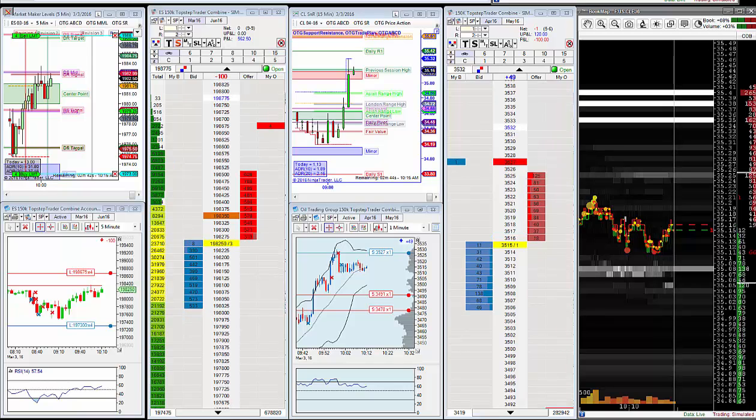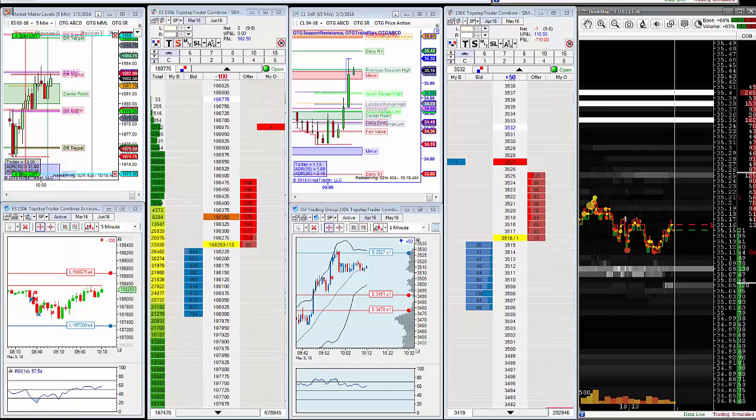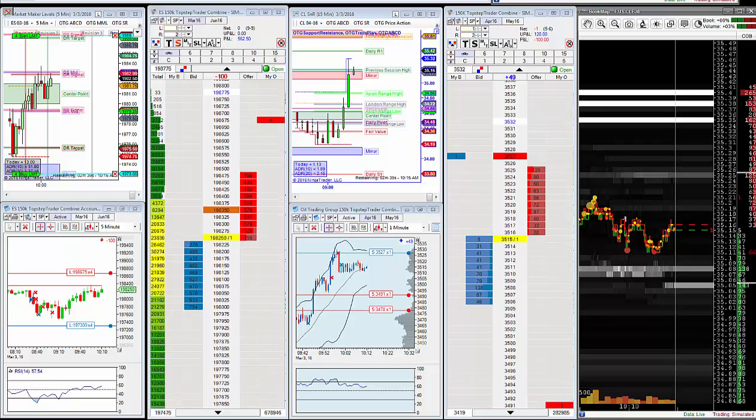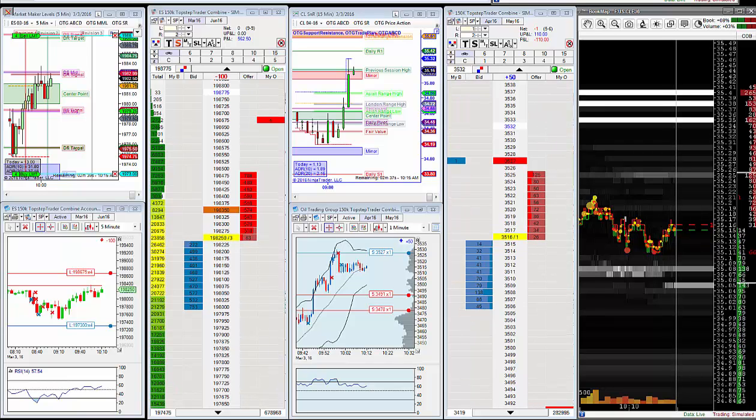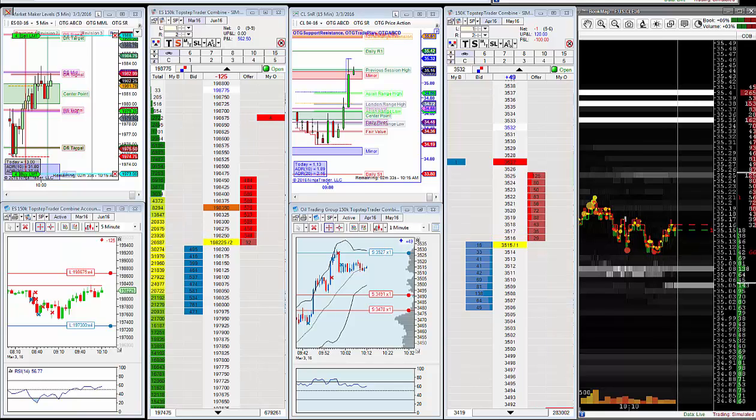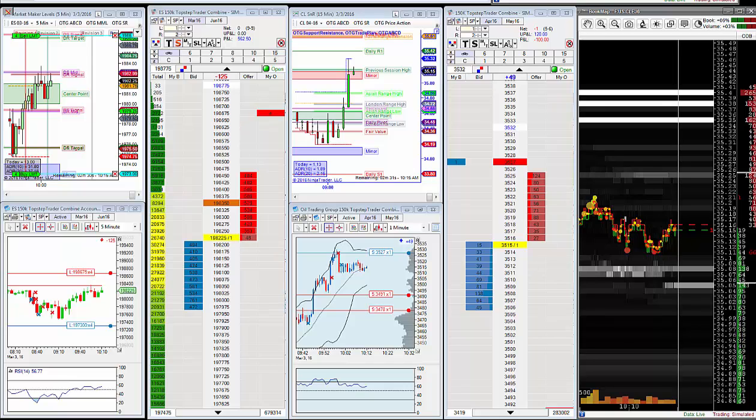18 minutes till the bottom of the hour, and the close of the European session. $1986.75 short on the ES. That's your market maker level on the other side.